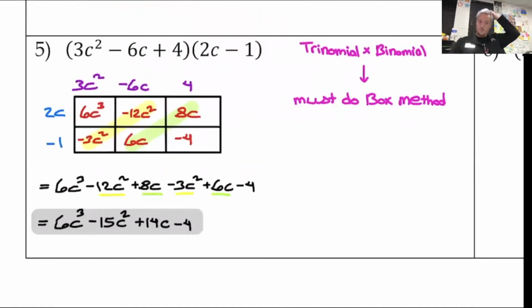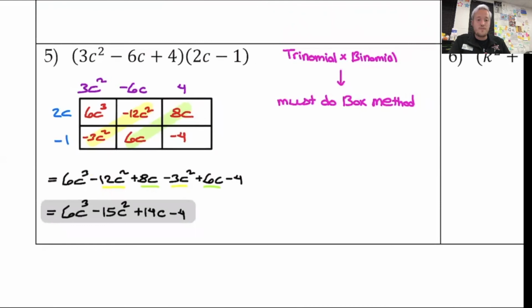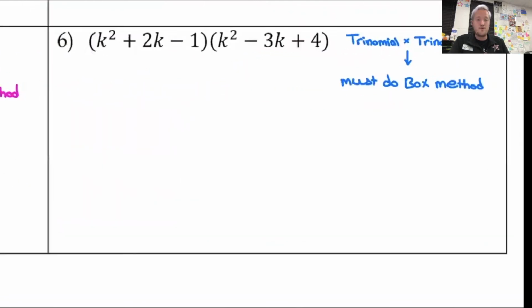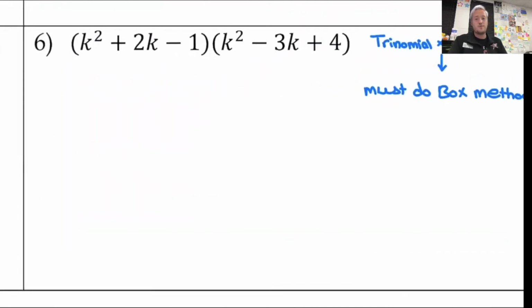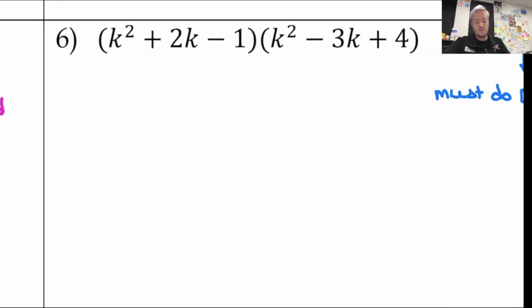Okay, so remember your Punnett squares or boxes here, they can be adjusted to fit the polynomial. They're much more flexible and adaptable to your problem than they are FOIL. All right. Now for number 6, now we have a trinomial times a trinomial. So once again, we have to do box method.